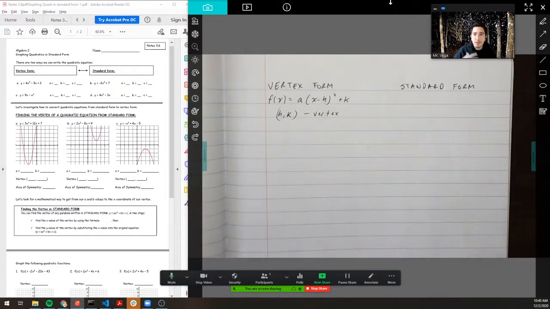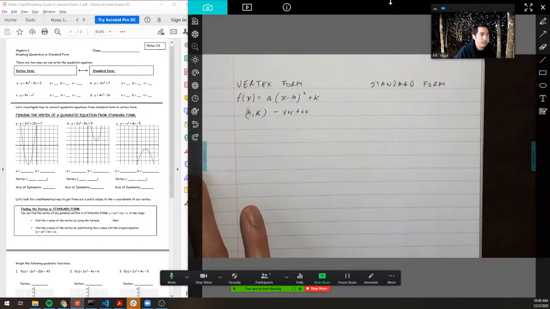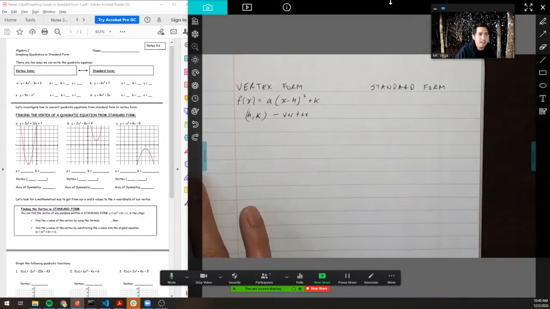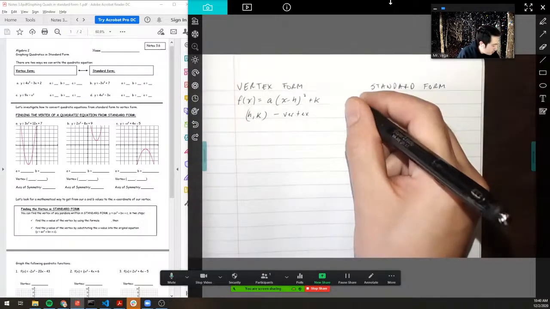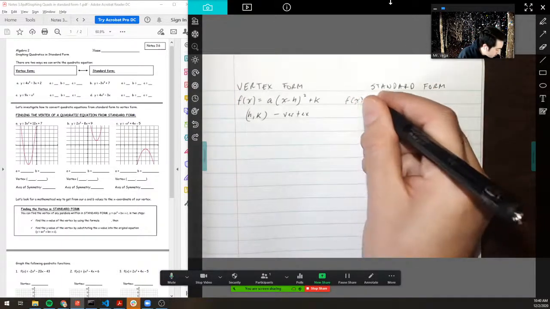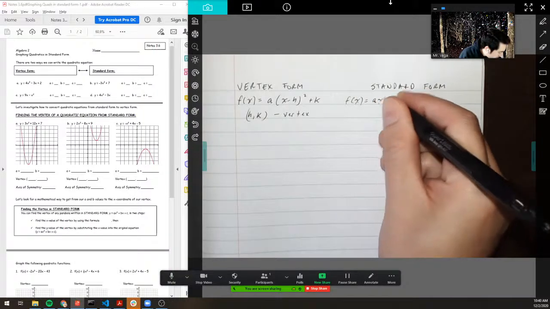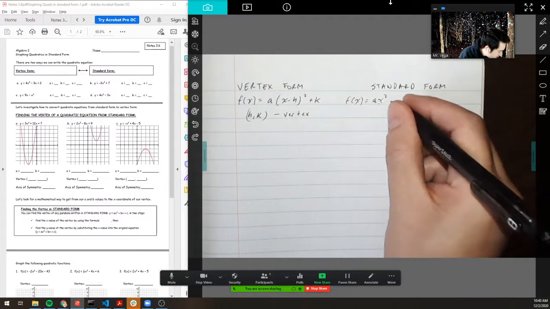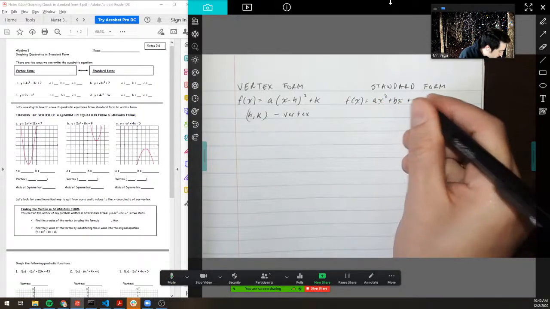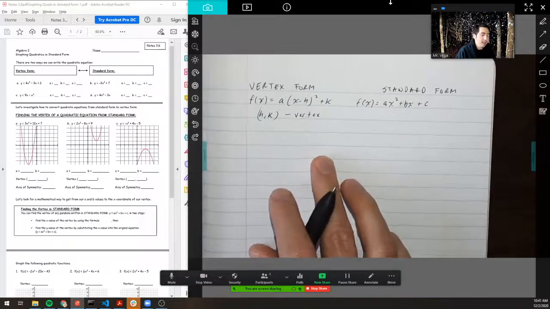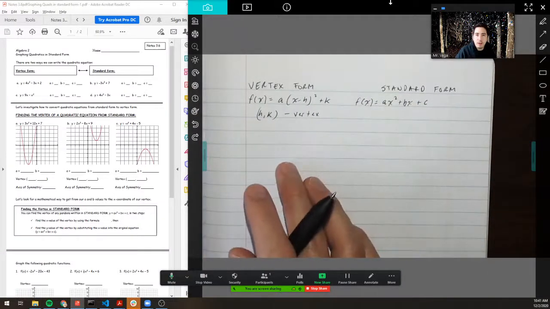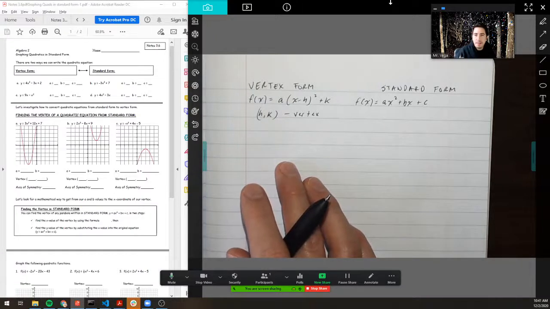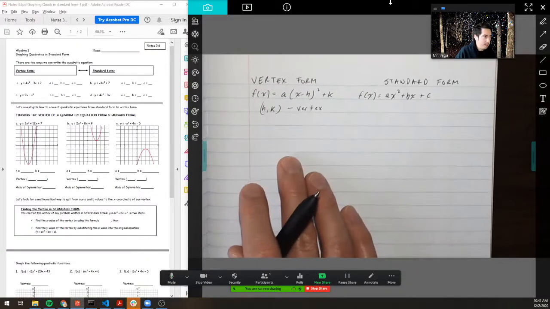Standard form. This new form is not like vertex form in that you can't tell something immediately, but there are other advantages to it. The standard form is a little more straightforward. f of x equals ax squared plus bx plus c. And that's all it is, where a is always the coefficient in front of the x squared, b is the coefficient in front of the x, and c is the constant term. That's all standard form is, and it's really easy to tell.